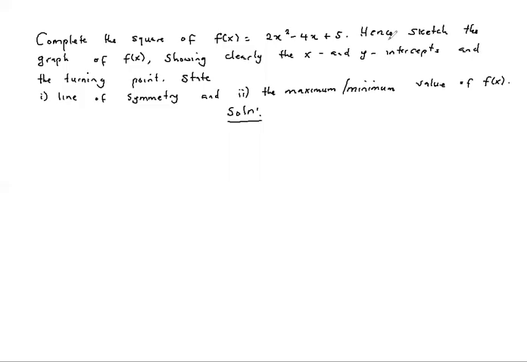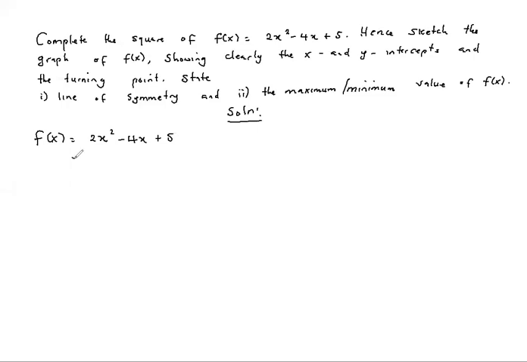Okay, so complete the square of f of x is equal to 2x squared minus 4x plus 5. Hence, sketch the graph of f of x showing clearly the x and y intercepts, the turning point, state the line of symmetry, and the maximum or minimum value of f of x. So our f of x is equal to 2x squared minus 4x plus 5.